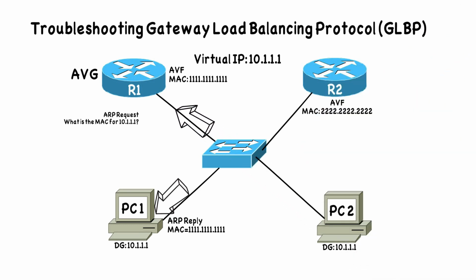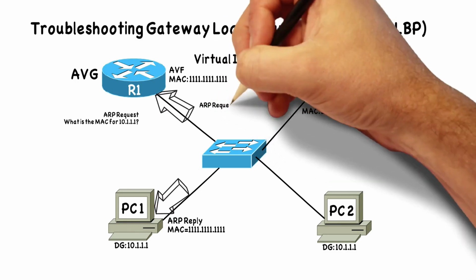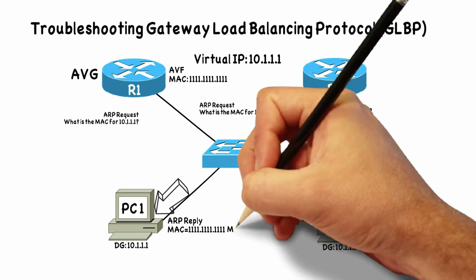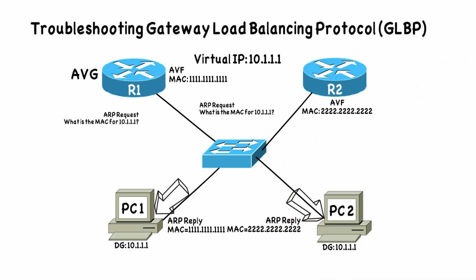Now, PC2 is going to send out an ARP broadcast asking the very same question. PC2 says, hey, can somebody tell me the MAC address for 10.1.1.1? And this time, the AVG responds differently. This time it says, sure, the MAC address for 10.1.1.1 is the all twos MAC address, which is the MAC address associated with router R2. That's how the load balancing happens. The AVG can give out different MAC addresses in response to ARP queries, all of which are saying, hey, what's the MAC address for this default gateway IP address?